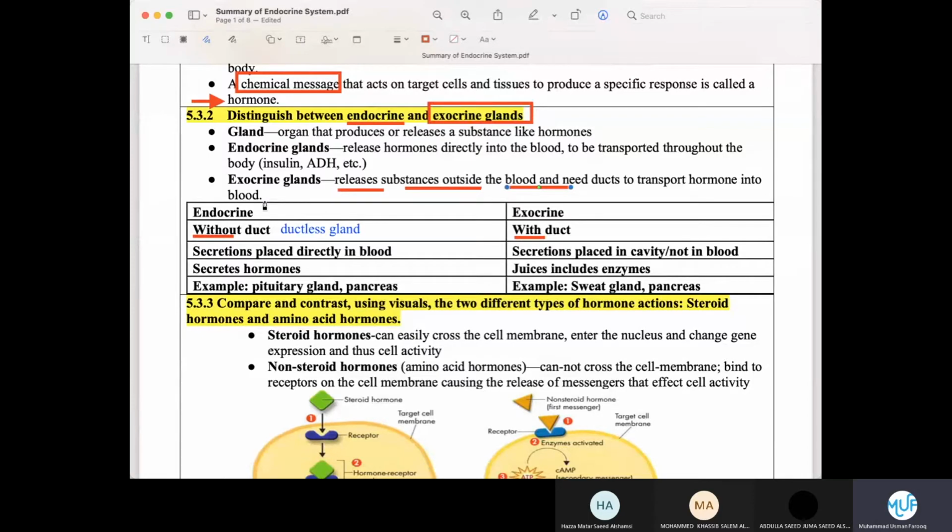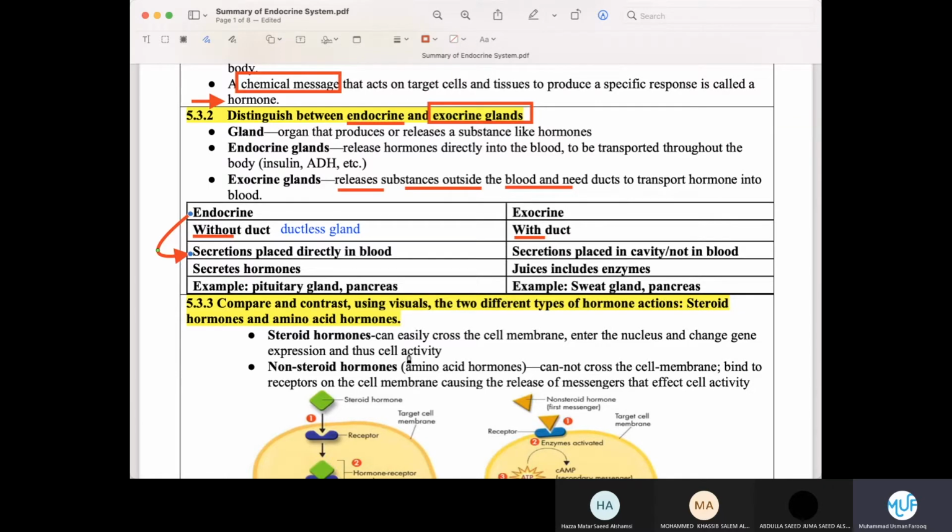This is how we study it. Now, the endocrine glands release their secretions directly into the blood. Okay, good. So this is how you understand what a gland and a hormone are, and the difference between the two types of glands.